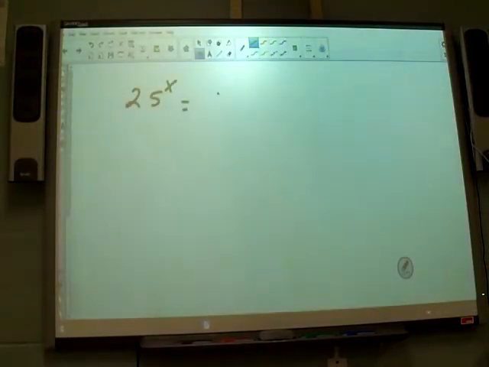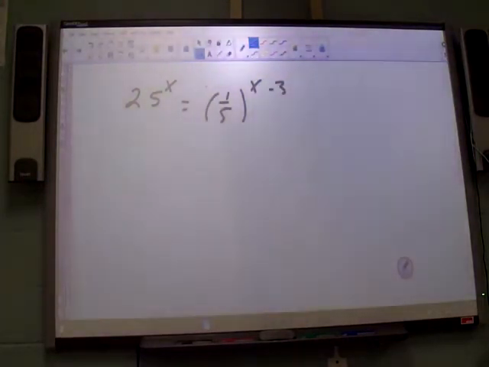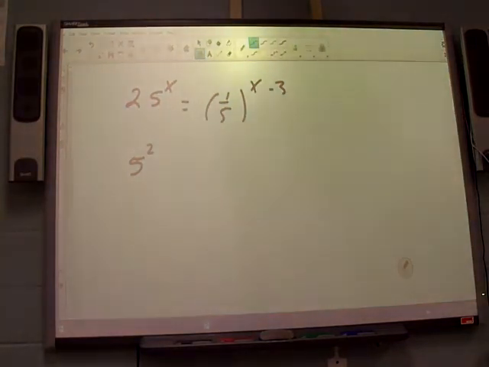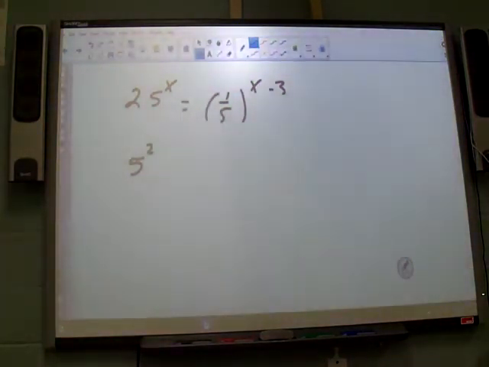25 to the x is equal to 1/5 to the x minus 3, and they've already decided same base here because we got a variable exponent on both sides. 25 and 1/5 go pretty good with 5. So I'm going to say 5, and to make that a 25, it would have to be squared. So now I've got the same. That 25 had an x, so I got to bring that x down as well.